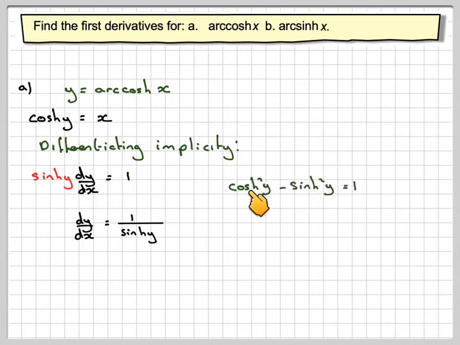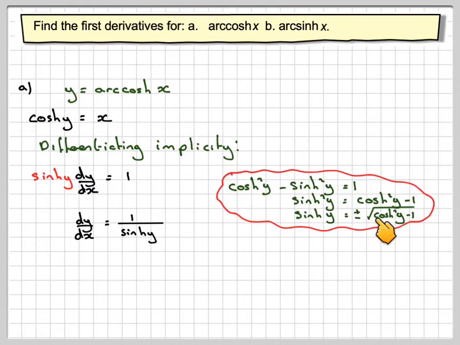Now we have an identity that cosh squared of y minus sinh squared of y is equal to 1. Therefore sinh squared of y is equal to cosh squared of y minus 1, and therefore sinh of y will be plus or minus the square root of cosh squared of y minus 1. So that now gives me 1 over plus or minus the square root of cosh squared y minus 1, but cosh y was equal to x, so I can rewrite this as 1 over plus or minus the square root of x squared minus 1.